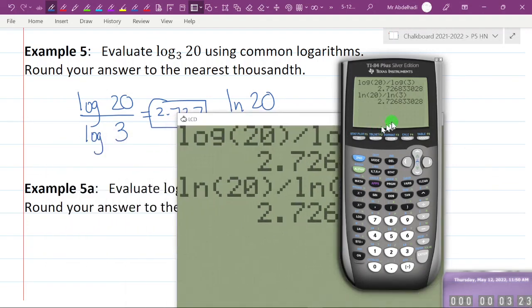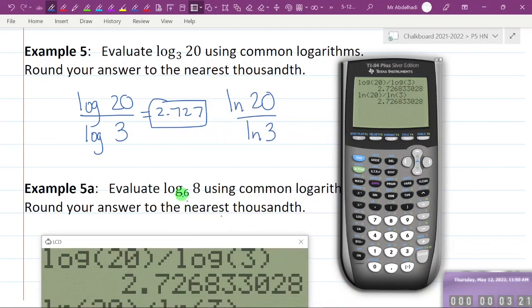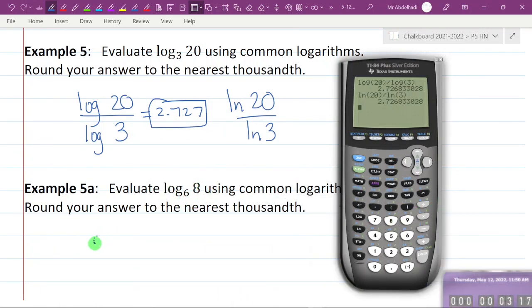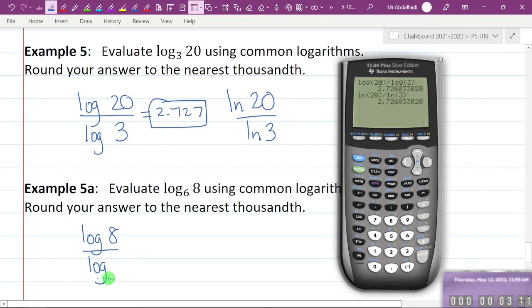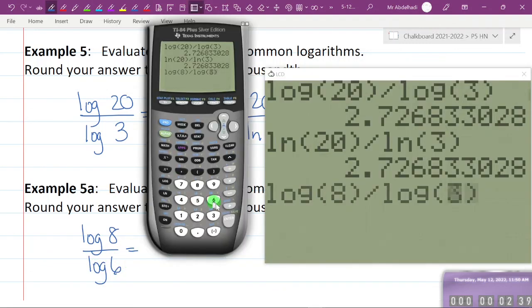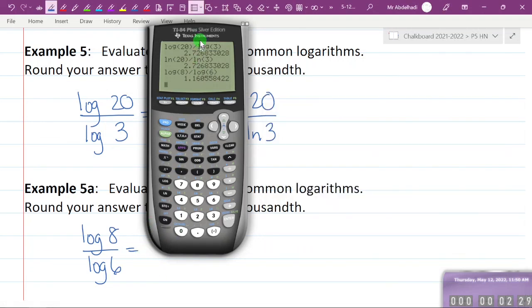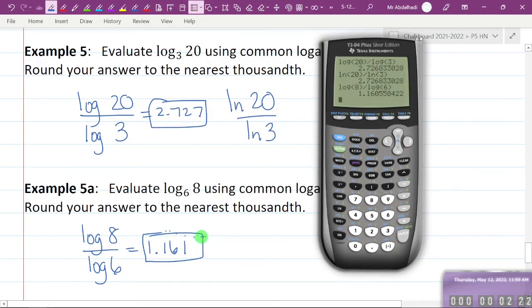All right, let's try the bottom one now. The bottom one is log base 6 of 8. So we're going to change that into log of 8, common log of 8, over common log, which is base 10, of 6. And like I said, that will work no matter what. And what I'm getting is 1.1605. So that's 5 or greater, so we make it 1.161. And that's that.